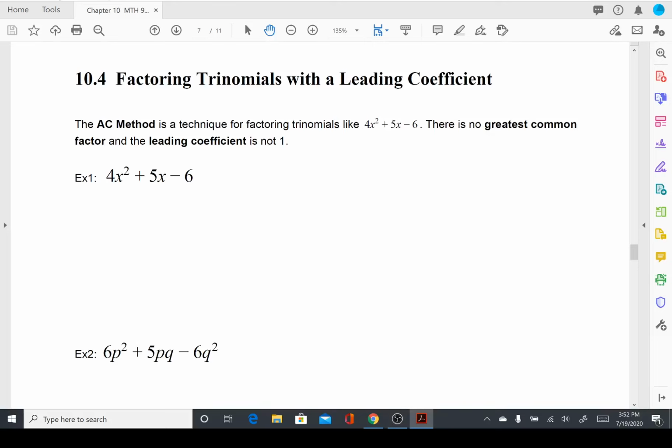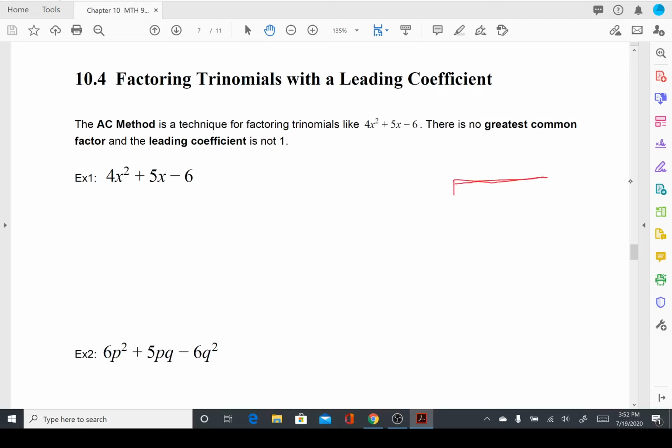Now I'm going to show you how to factor a trinomial that has a leading coefficient. The AC method is a technique for factoring trinomials like 4x squared plus 5x minus 6. There happens to be no greatest common factor, and the leading coefficient is not 1. In this case, it's 4. And this is a method that I was never taught in school, and it's kind of interesting.